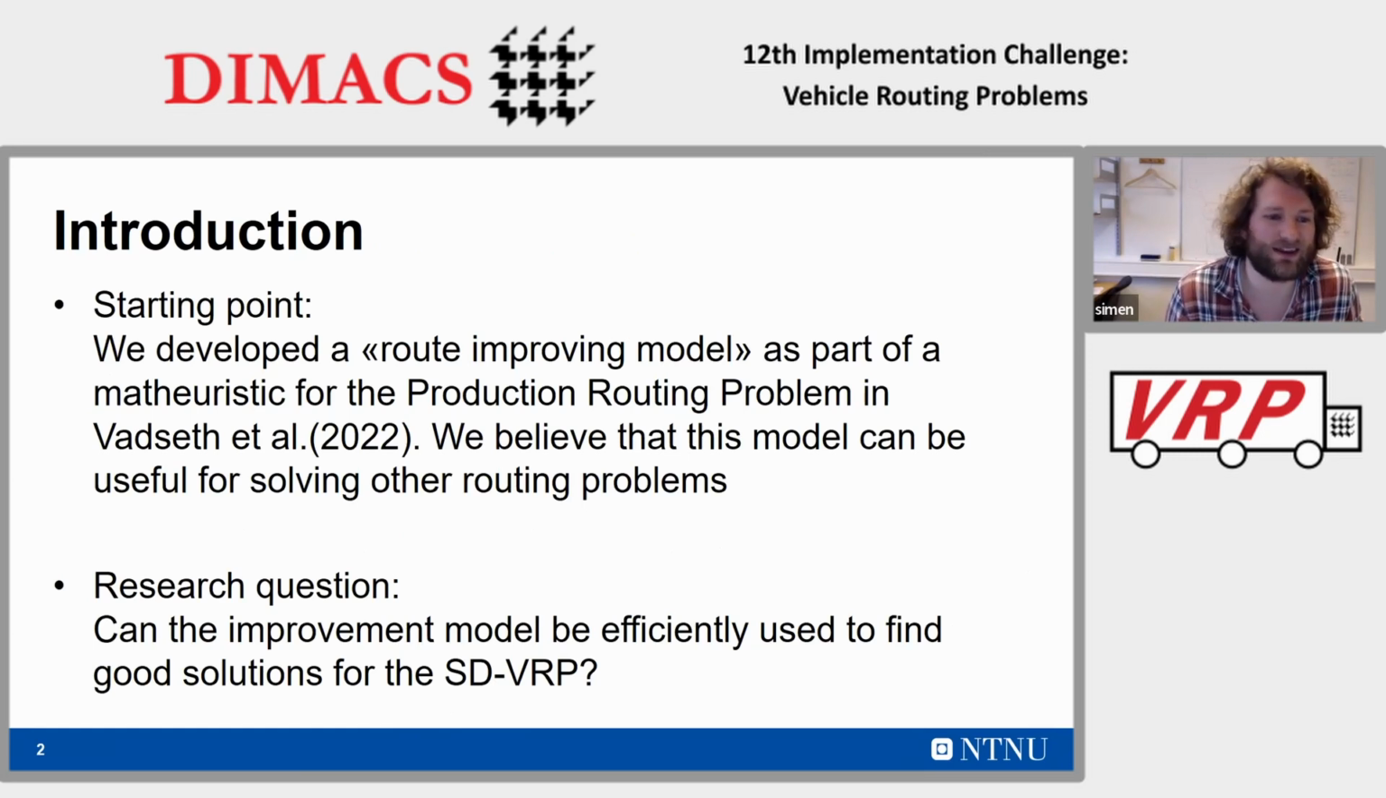The starting point is that during this fall, we worked on the production routing problem, and then we made a math heuristic for it. And during that work, we developed what we call a route improving model as part of the math heuristic. And we had this feeling that this model can be useful for solving other routing problems. So our research question was basically, can this improvement model be efficiently used to find good solutions for the split VRP?